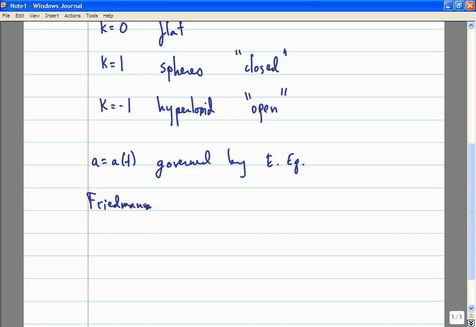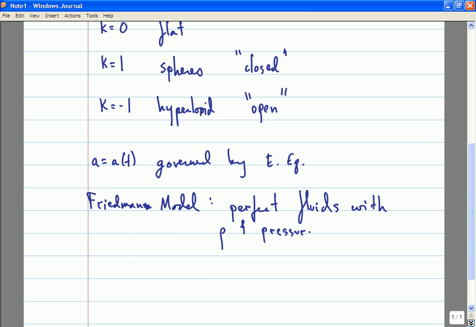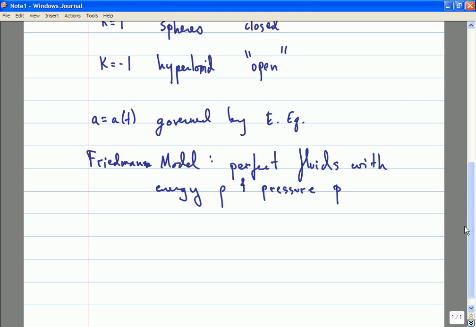makes a very simple and accurate assumption for the type of matter which is present, namely, that the matter is a perfect fluid, or more precisely, a sum of a bunch of different types of perfect fluid with some energy density rho, and pressure P. So in order to understand the dynamics that govern the universe, we then need to write down the equations of motion, which are Einstein's equations.